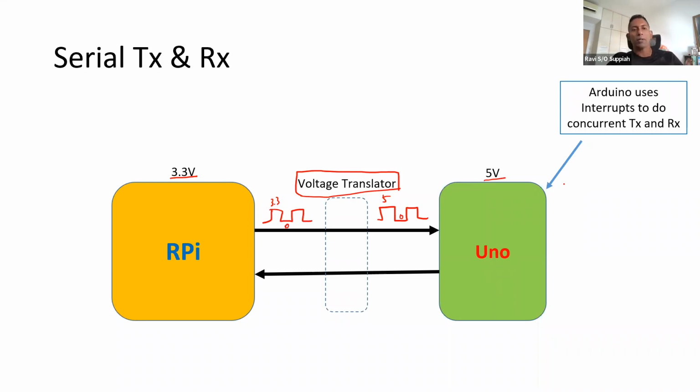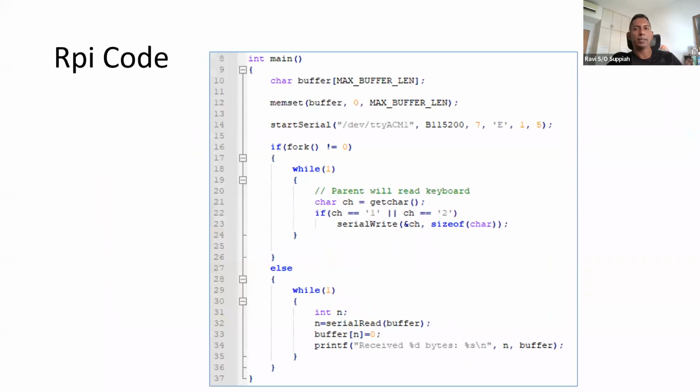Now how about the Rpi? Does the Rpi also use interrupts to do transmit and receive? This is coming back to the last section of your week 6 studio, where they ask you to look at the code. If you were to look at the Rpi code that is given, what you will see is something like this.